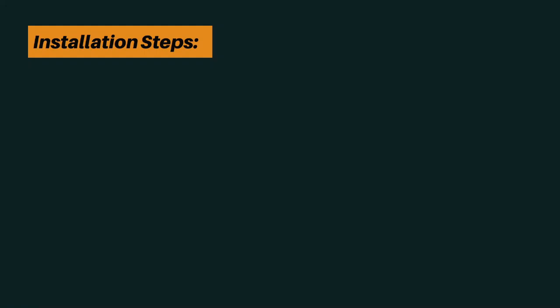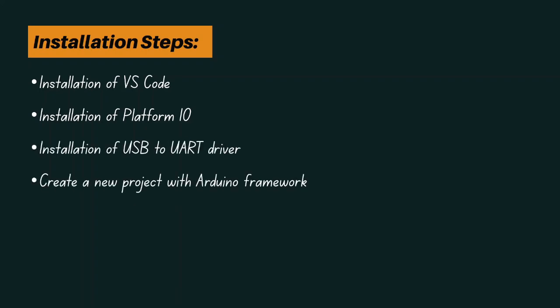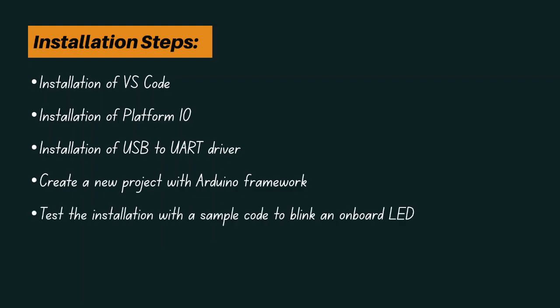Let's check the installation steps we are going to follow today. First, we will install Visual Studio Code. Then we proceed with PlatformIO installation as an extension of VS Code. Then USB to UART driver installation, create a new project with Arduino framework, and finally test the installation with a sample code to blink an onboard LED. Let's proceed with installation.